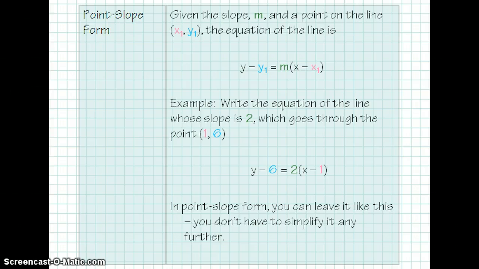Now if someone asks you to solve for y or put it in standard form, which we'll talk about later, I think, then you have to do stuff to it. But if someone says to write it in point-slope form, you can leave it just like this.